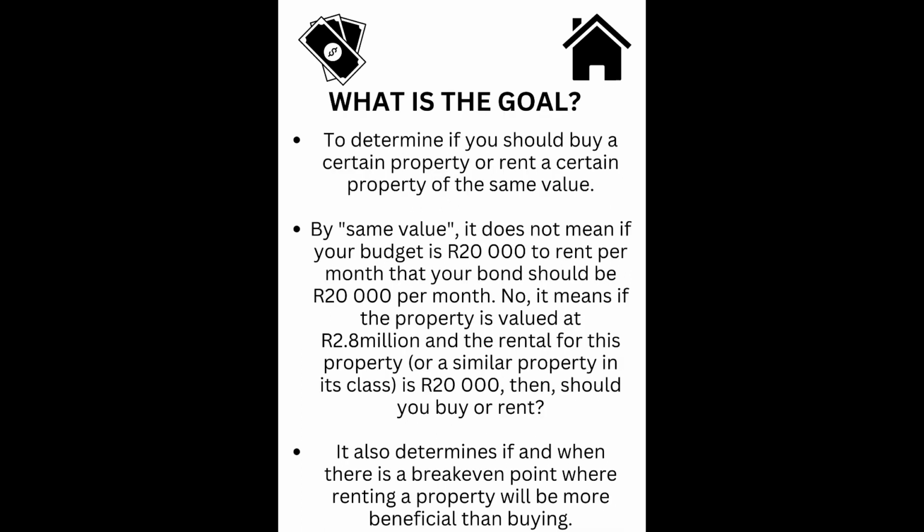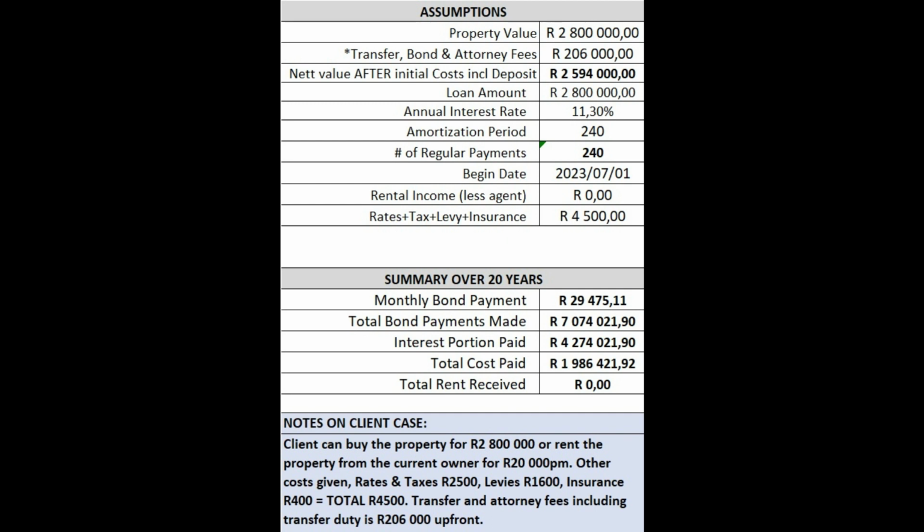What is the goal of this calculator? To determine if you should buy a certain property or rent a certain property of the same value. By same value, it does not mean if your budget is 20,000 Rand per month that your bond should be 20,000 Rand per month. No, what I mean by the same value is a 2.8 million property, for example, might go for 20,000 Rand rent. And in this case, should you rather, for that same class of property, buy the property or rent the property? It also determines if and when there's a break-even point where renting the property will be more beneficial than buying the property. First, let's look at the main assumptions.